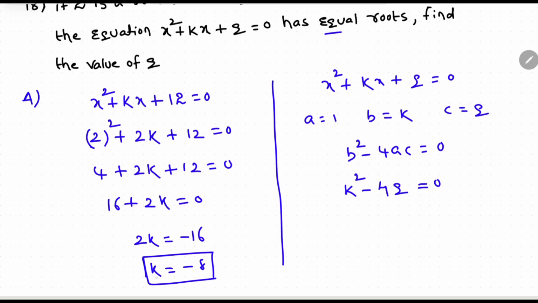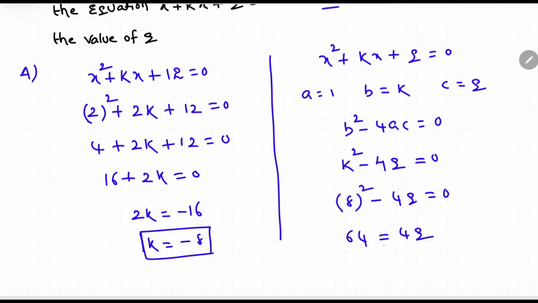But we have the k value minus 8. Therefore, 8 power 2, minus 4q is equal to 0. So 64, on transposing, it will become positive 4q. Here you may take negative or positive, as we have power 2, nothing to worry about the negative or positive. So 4 can divide 64 for 16 times. Therefore q will be equal to 16.